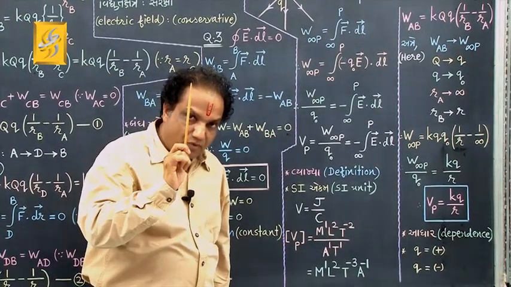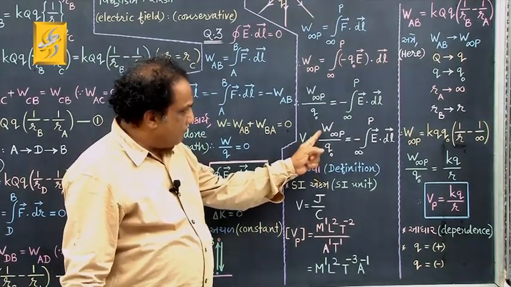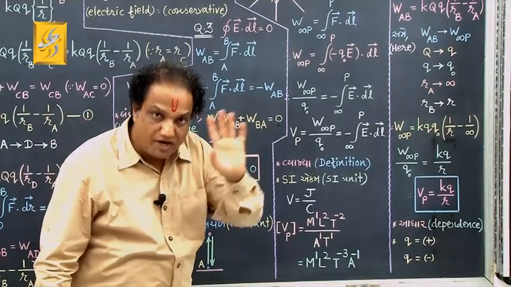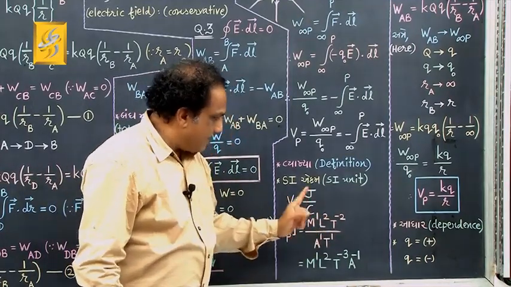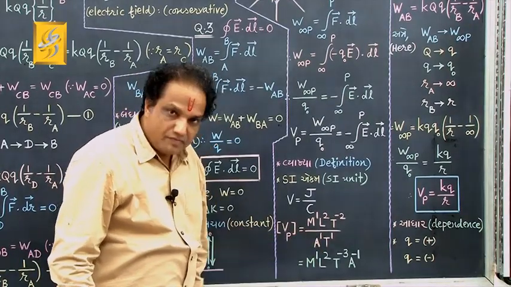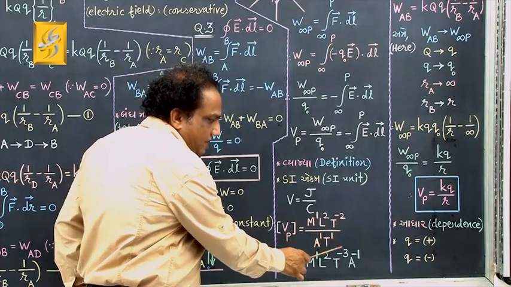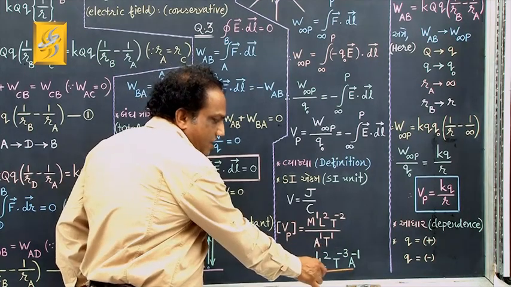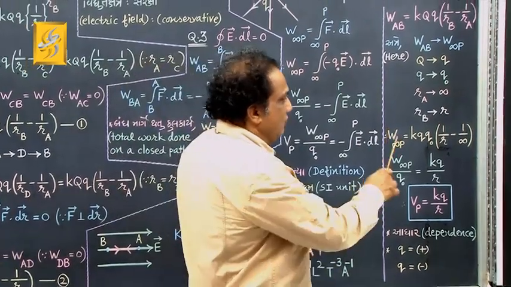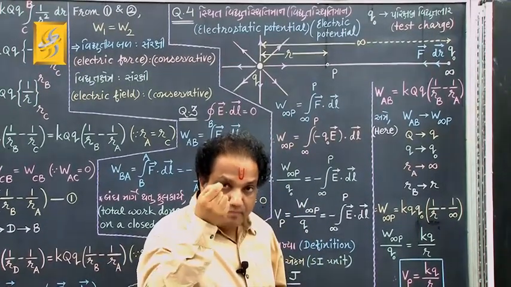The dimensional formula for electrostatic potential means the dimensional formula for work done divided by the dimensional formula for charge. For the amount of work done, what is the dimensional formula? M raised to 1, L raised to 2, T raised to minus 2. Divided by, for charge, A raised to 1, T raised to 1. Now simplify. M raised to 1, L raised to 2, T raised to minus 2 minus 1, that is minus 3. A raised to 1 going up will become A raised to minus 1. Got it? Fine.